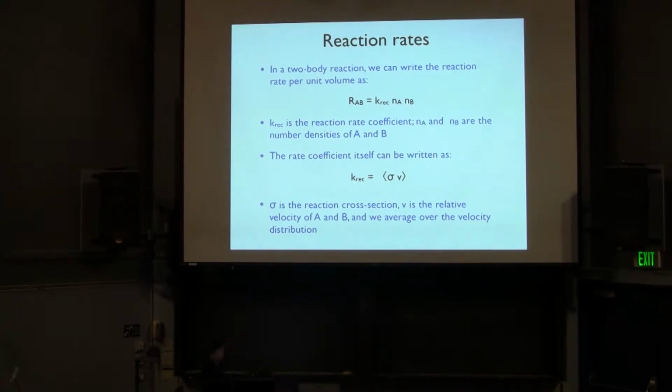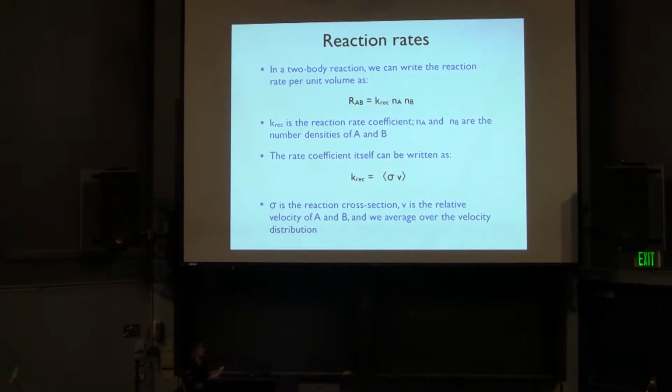Okay. So how do you do the reaction rate? So they normally have this very obvious form. You have the total amount, the reaction of creating this molecule AB is given by some reaction coefficient, normally given the symbol K, times the number density of A and number density of B. Okay, so that's what it would be if you had a two-body reaction.